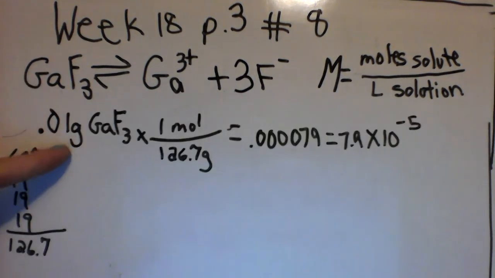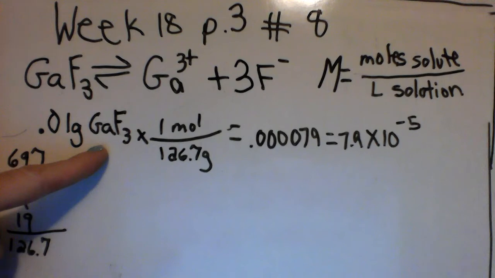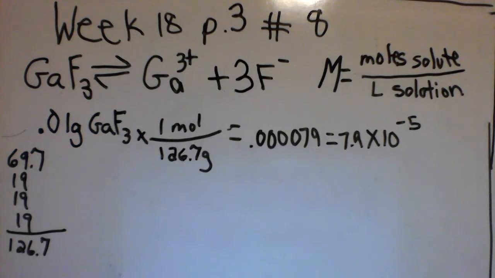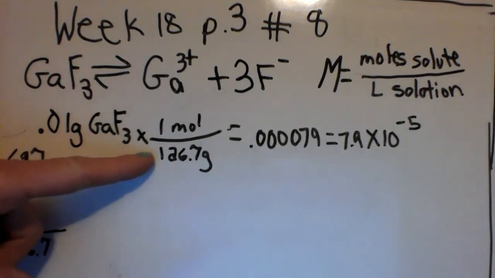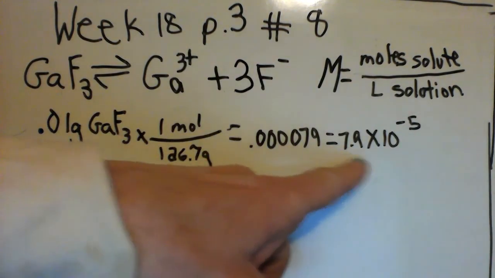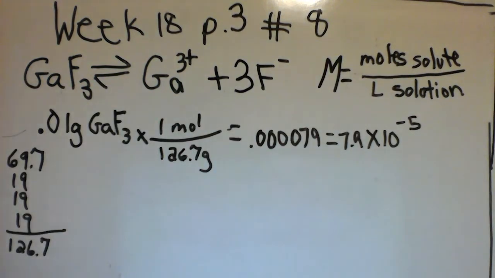So we have 0.01 grams of gallium trifluoride. We multiply that by a fraction which has moles on the top and molar mass on the bottom. I've calculated the molar mass of gallium trifluoride here. The molecular mass of gallium is 69.7. We have 3 fluorines, and therefore I add the 19 in 3 times. That gives us a molecular mass of 126.7 grams. That goes at the bottom of the fraction. When we divide, we find that there are 7.9 times 10 to the negative 5th moles.